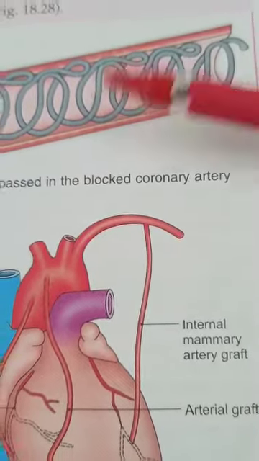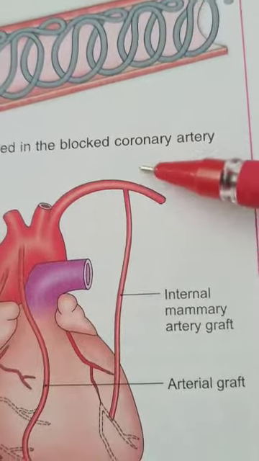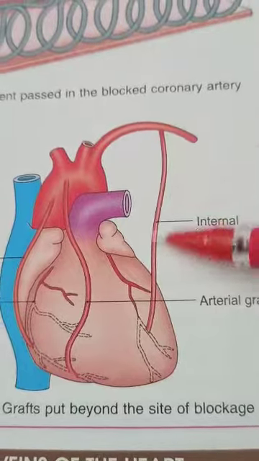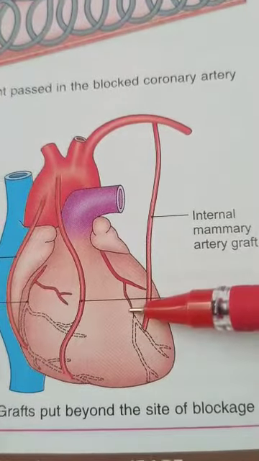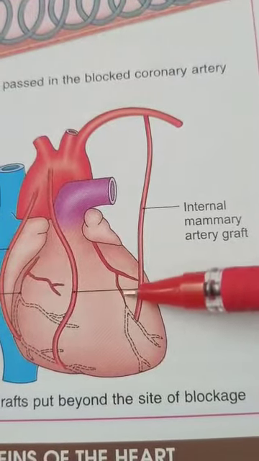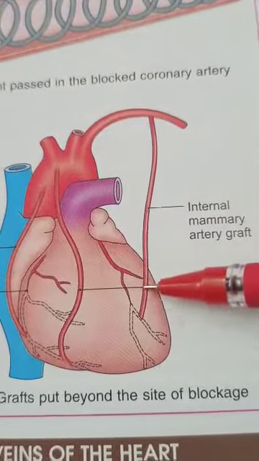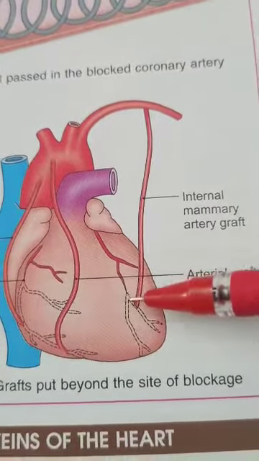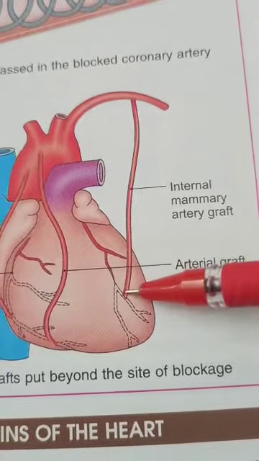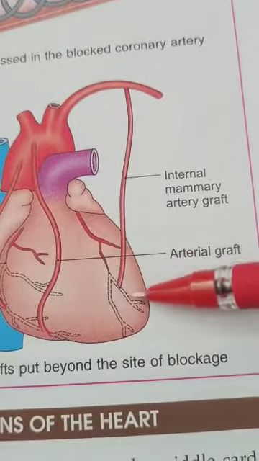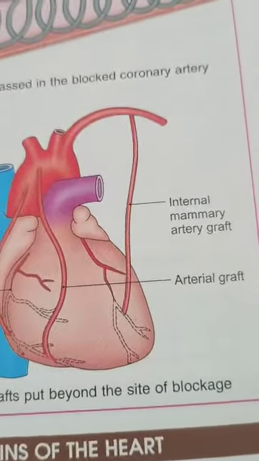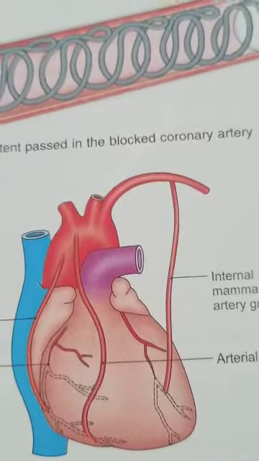Another procedure, if there is any block, is grafting, which is put beyond the site of blockage. If there is a block in this portion, you can put a graft like this which crosses the blocked portion. With this, blood from this artery passes through the other coronary branches and supplies the other parts of the heart. So these are the applied aspects of the coronary arteries.